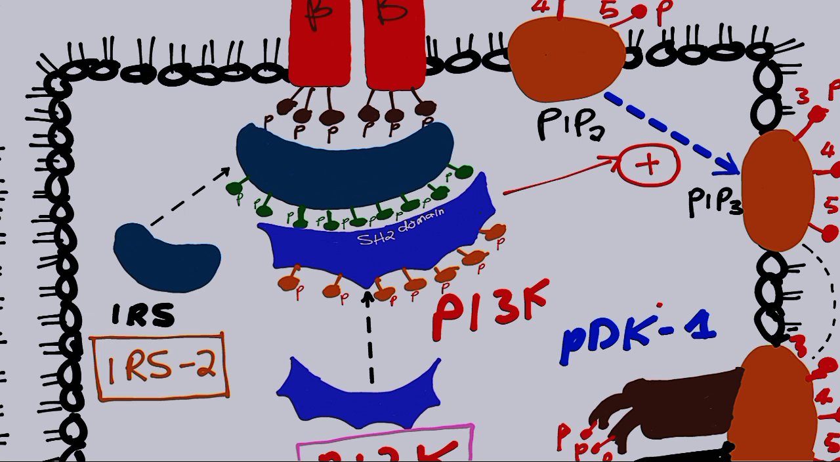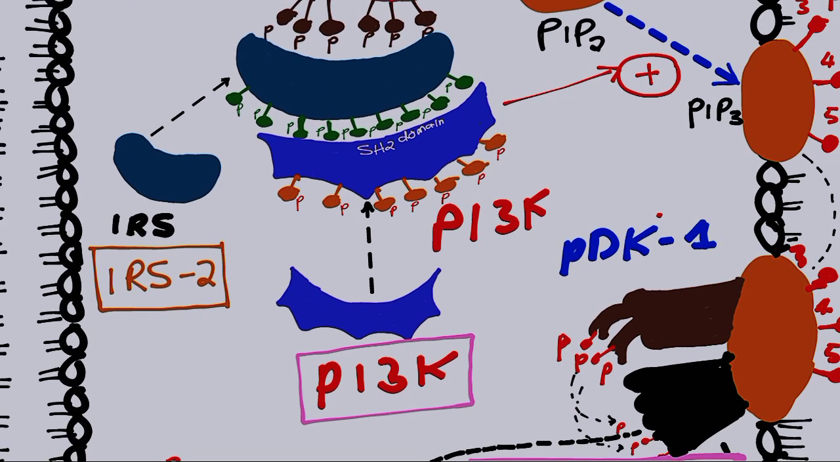Now, when the IRS protein is phosphorylated and activated, there's going to come another enzyme. So you can see this enzyme. This enzyme that we have there is called PI3K. Now, what is PI3K? PI3K simply stands for phosphatidylinositol 3 kinase. And this enzyme normally has no phosphate groups. And it has got this binding site. This binding site of this enzyme, we call it the SH2 domain.